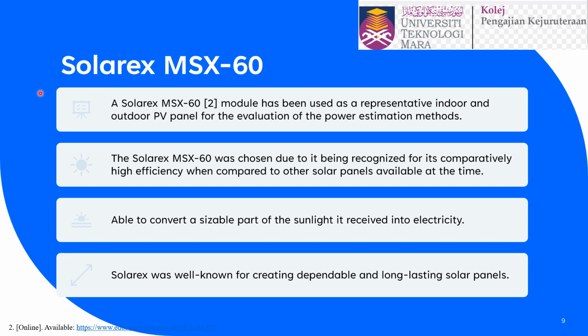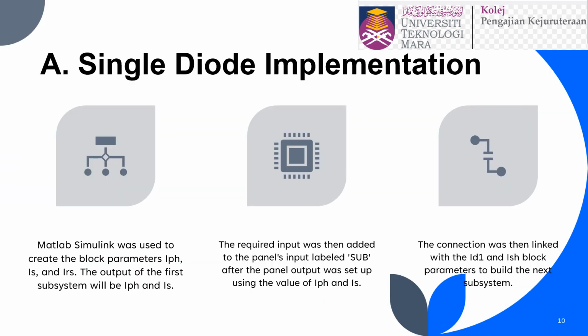This module has been used as a representative indoor and outdoor PV panel for the evaluation of the power estimation methods. The SolarX MSX60 was chosen due to it being recognized for its comparatively high efficiency when compared to other solar panels available at that time. It is able to convert a sizable part of the sunlight it received into electricity. SolarX was also well known for creating dependable and long-lasting solar panels.